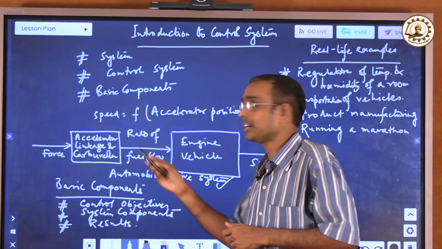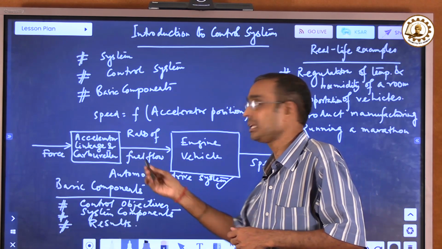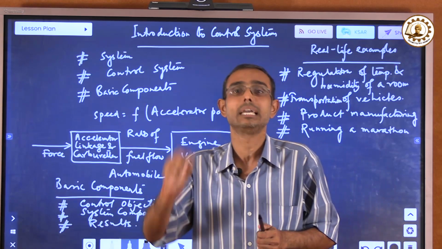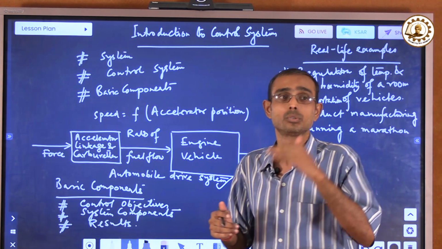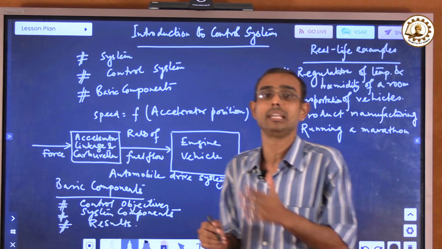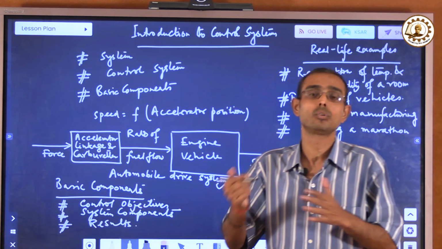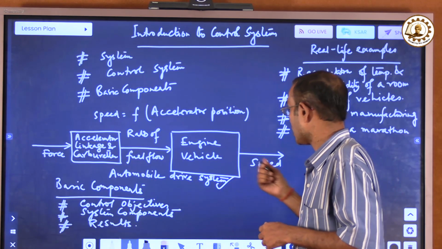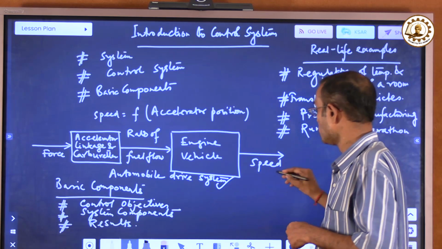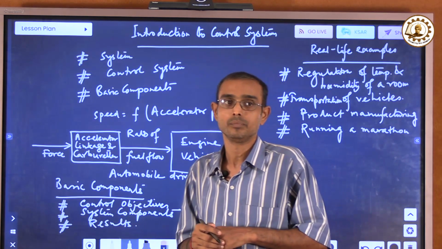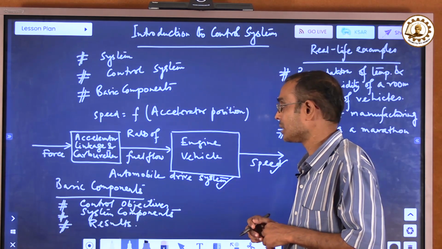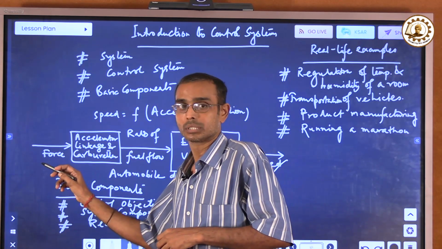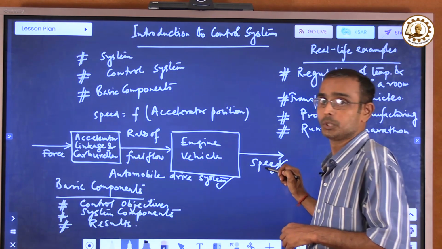So this rate of fuel flow will be turned primarily into a signal, and that signal is given to the engine vehicle. So the engine vehicle will know how much fuel is coming from the opening or closing of the carburetor valve, and accordingly you can see in the output the speed is being generated. Therefore we can say in this example of an automobile drive system, the external force is being converted into speed.